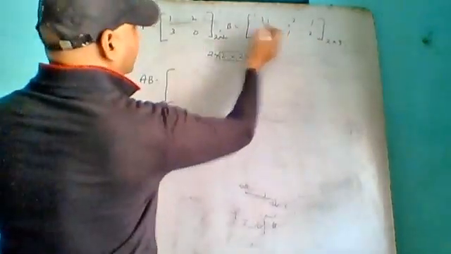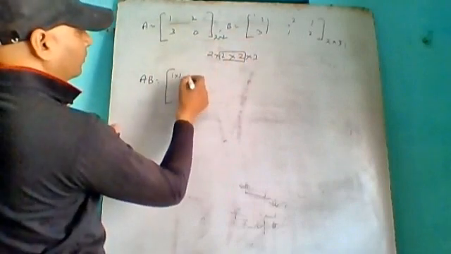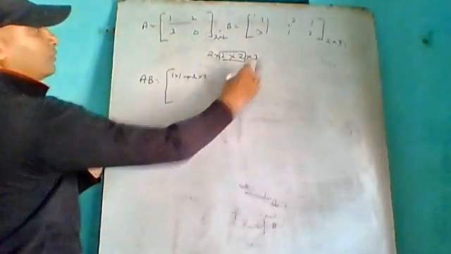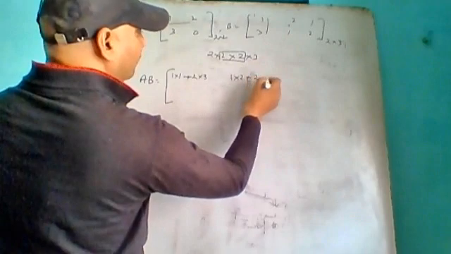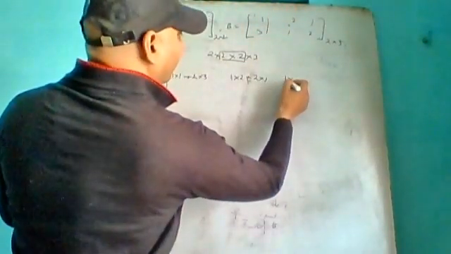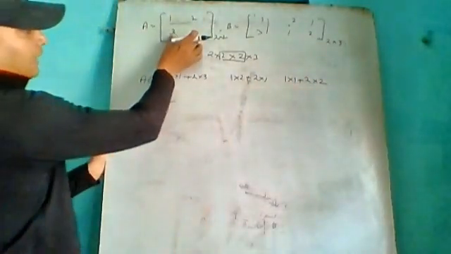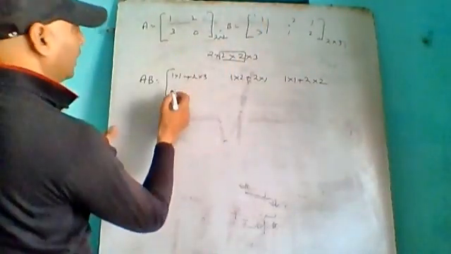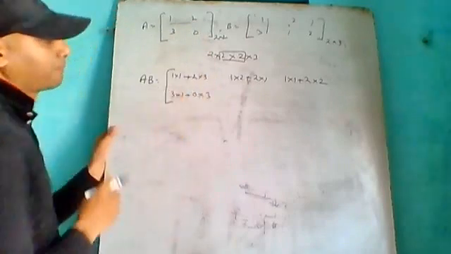first row, first column, right? 1 into 1, 2 into 3. First row, first column. First row, second column: 1 into 2 plus 2 into 1. First row, third column: 1 into 1 plus 2 into 2. Now this is second row, first column. Second row, first column: 3 into 1, 0 into 3.